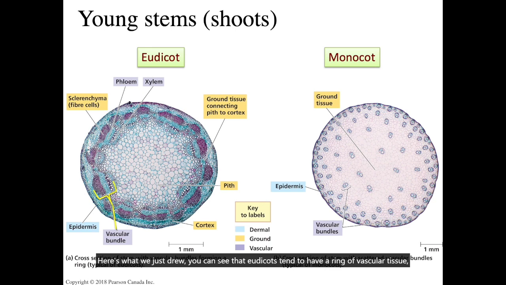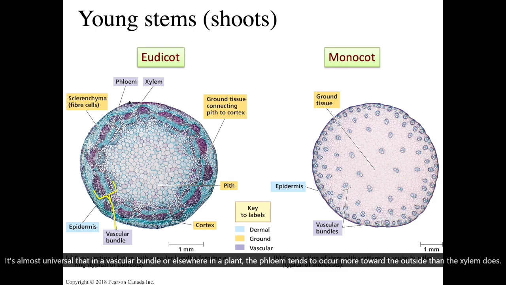You can see that eudicots tend to have a ring of vascular tissue, whereas monocots tend to have scattered vascular tissue. Much of the stem is made up of ground tissue in both cases. In both cases, there is an epidermis on the outside, a single cell layer. And there is xylem and phloem in each vascular bundle. And one thing to notice here is that phloem occurs outside of xylem. This is a common feature in plants.